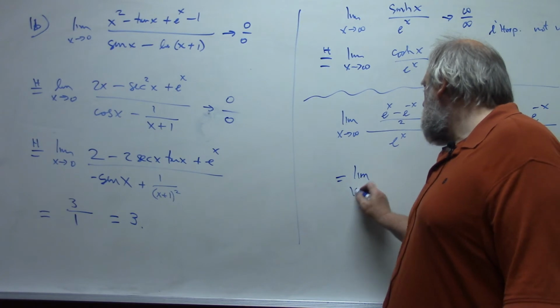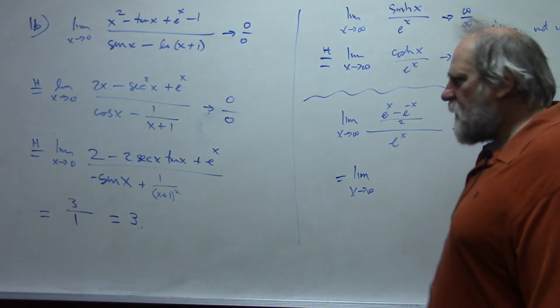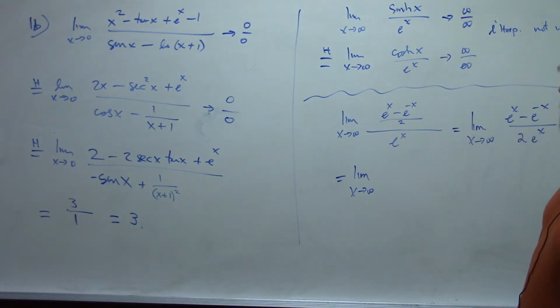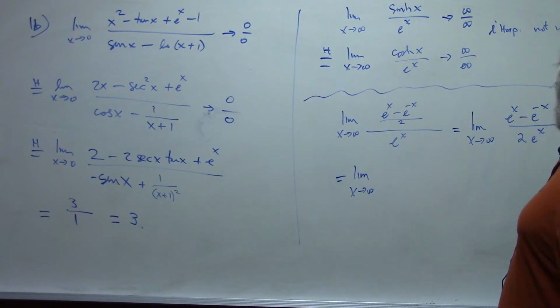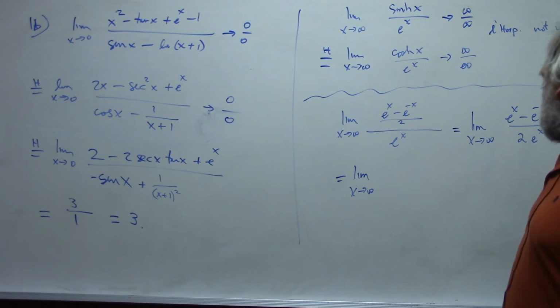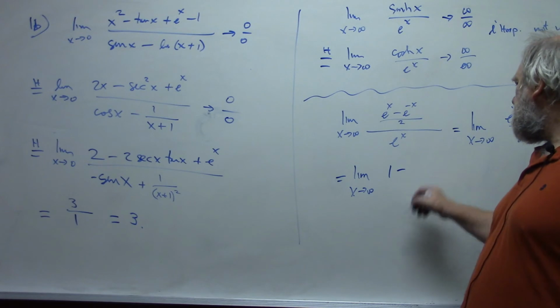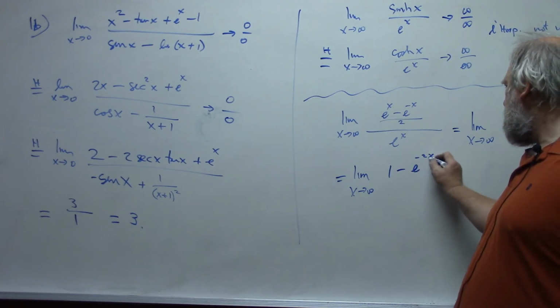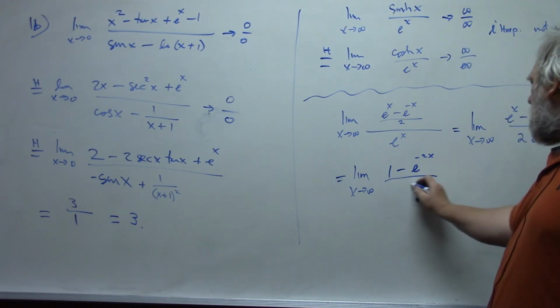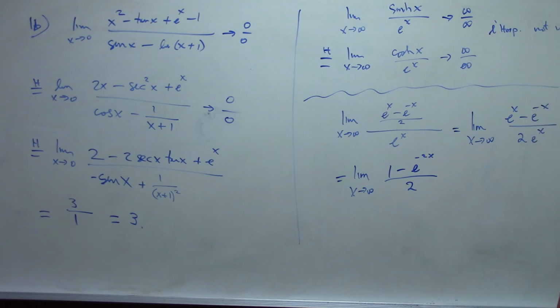Sort of like we did previously when we had an infinity over infinity form. If I divide everything by e to the x, or multiply by 1 over e to the x if you prefer, this becomes 1 minus e to the negative 2x over 2. And now this limit is no longer indeterminate. This approaches 0, and so this limit is 1/2. Notice L'Hopital's here did not help.